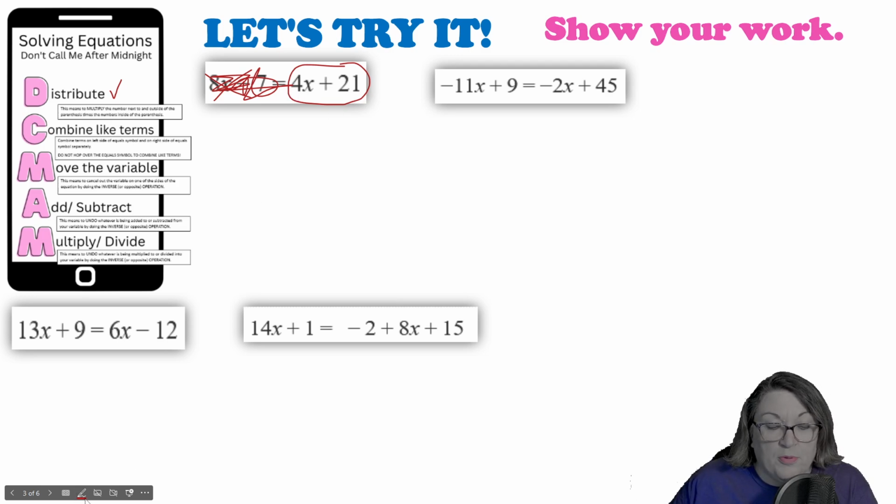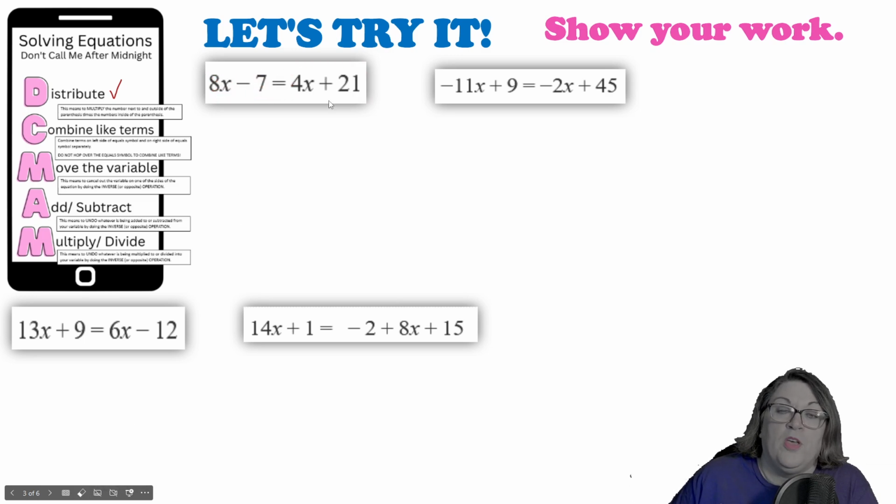I'm doing that to prove a point. A lot of students like to hop over that equal symbol when they're combining like terms. And that's not something you should do.